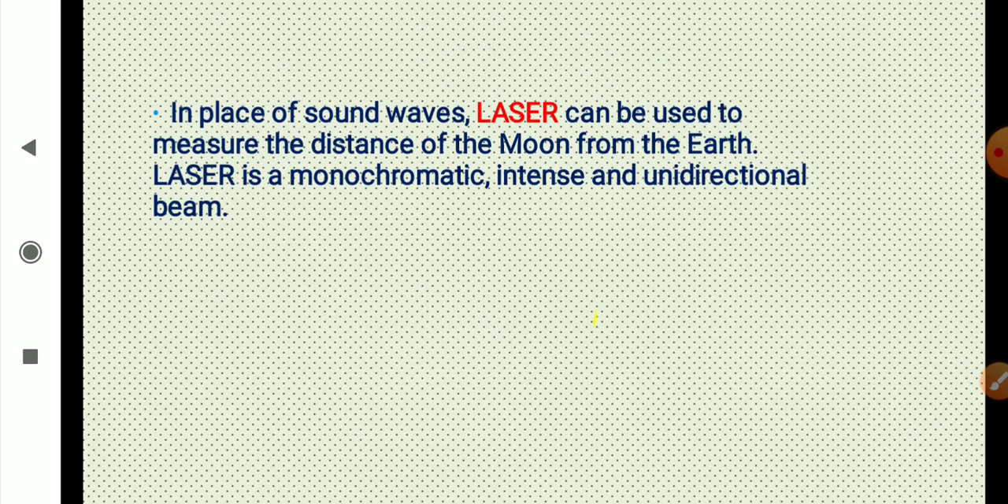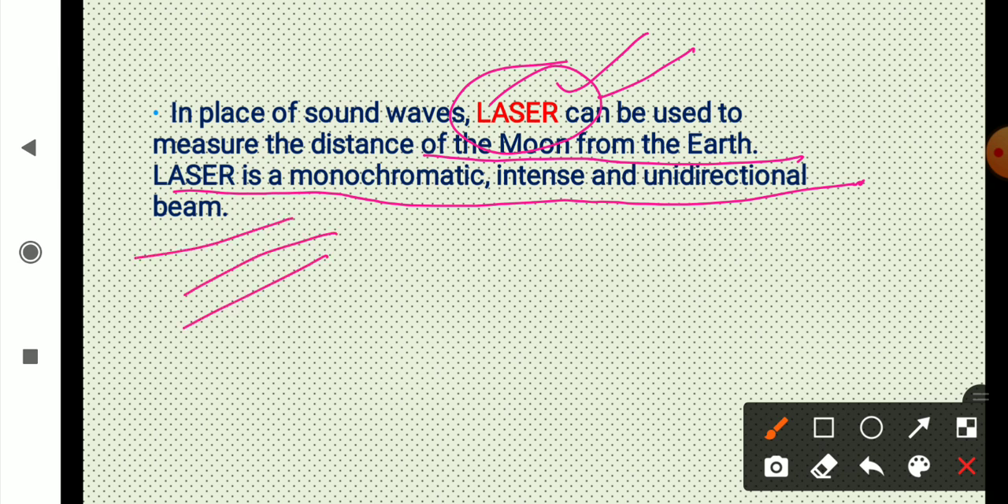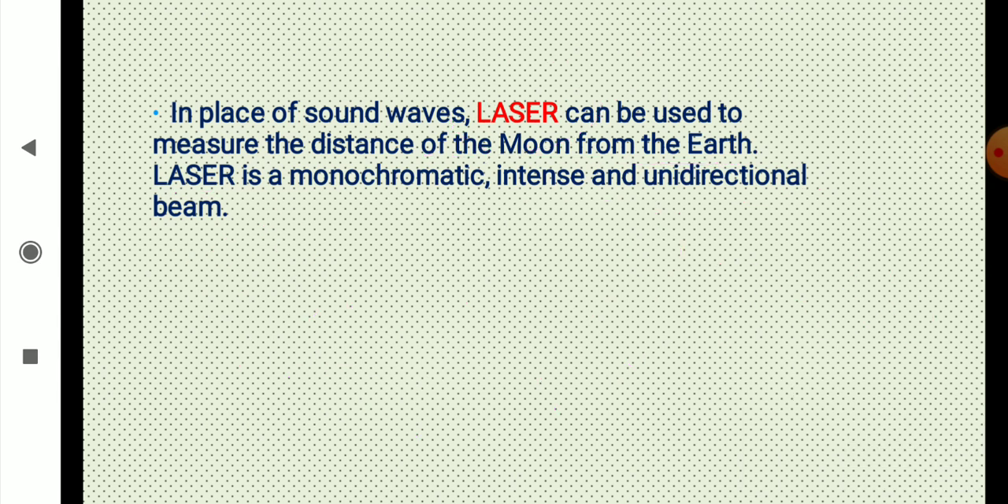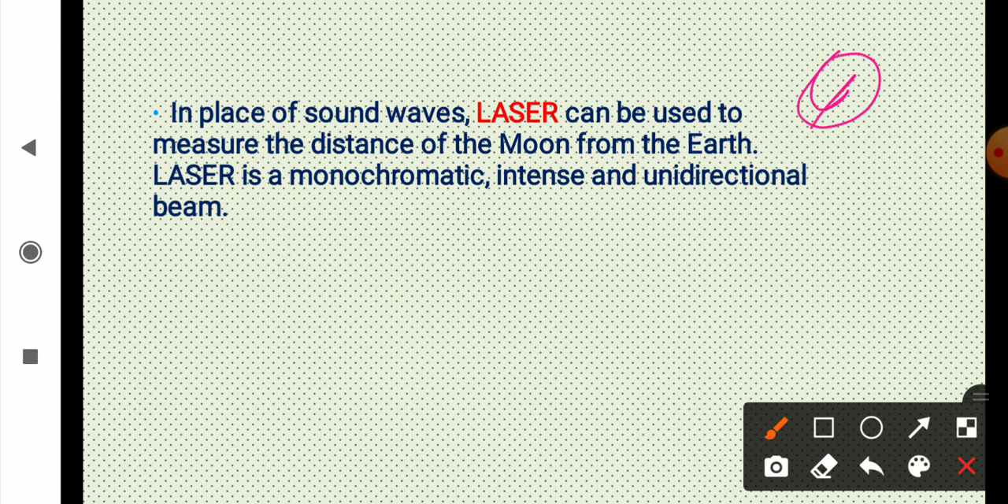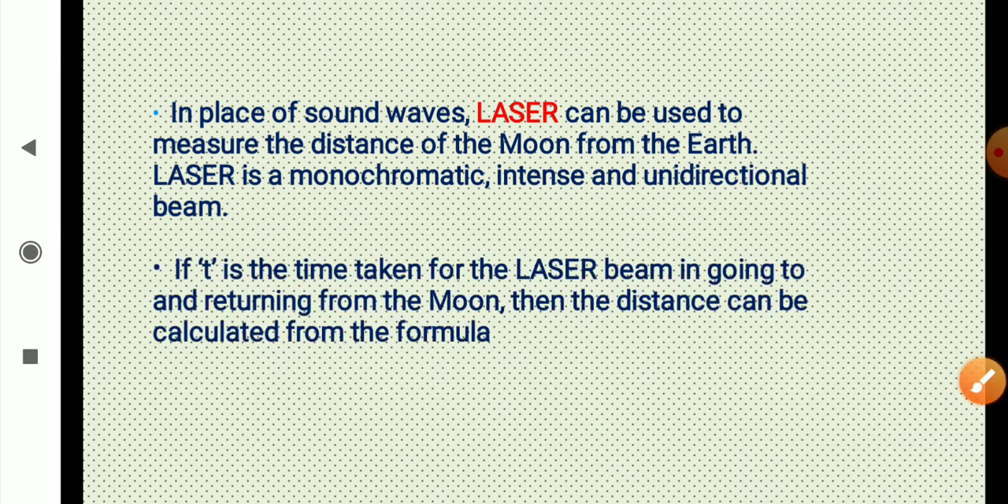And the same echo method is used when we use laser, and you can use laser to find out distance of moon from the earth or other distant planets. Now what is laser? Laser is a monochromatic intense unidirectional beam of light. So laser is basically light and its speed is 3 into 10 raised to the power 8 meter per second, right? So if say this is moon and we are on earth, send laser beam, it will take some time to go and then it is reflected back, and you can calculate the time, and using the same method we can find out distance of the moon or any distant planet.